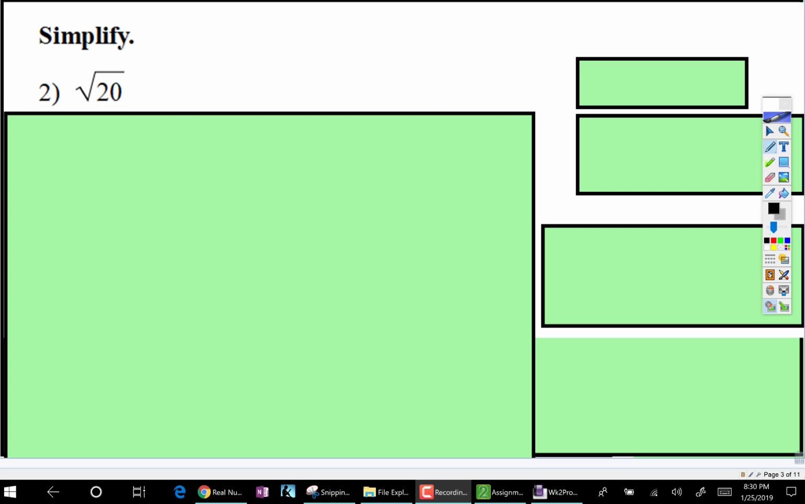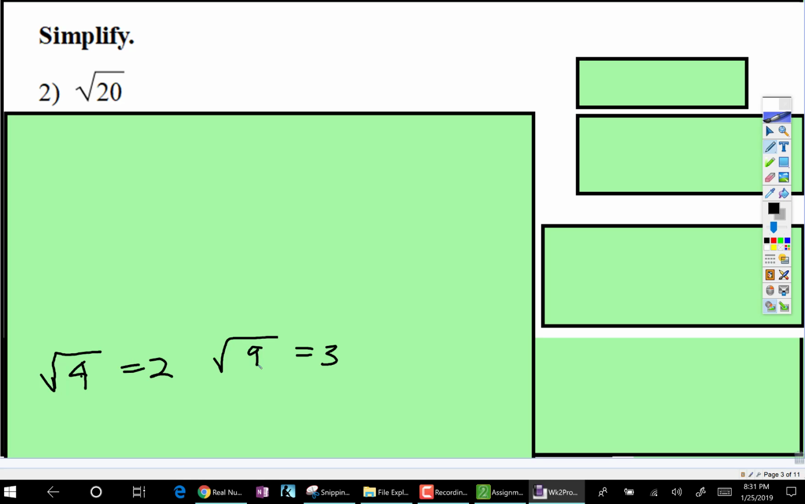Okay, simplifying radicals is pretty easy. Think about it: the square root of 4 is 2, the square root of 9 is 3, and so forth. Finding the square root of something is not difficult until the number under the radicand is not perfect.